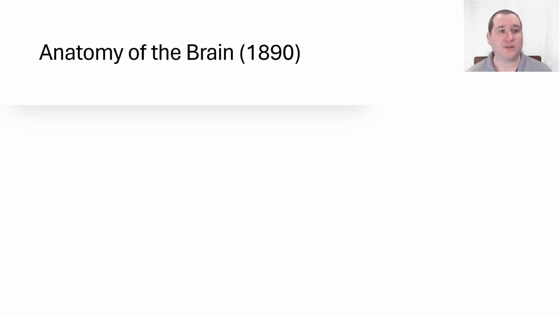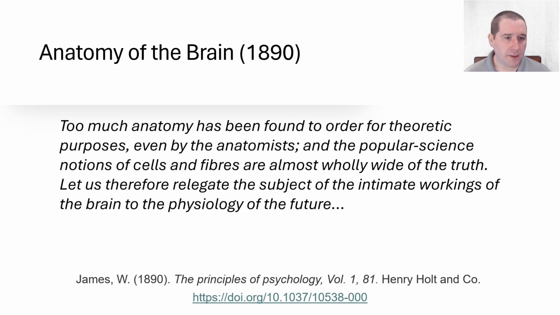However, James also realizes, and he goes on to talk about, how in 1890 they have a very limited understanding of the anatomy of the brain, and that the theorists are almost working ahead of the anatomists, and they're kind of justifying theories as they go. Okay, here's a quote from James. Too much anatomy has been found to order for theoretic purposes, even by the anatomists. And the popular science notions of cells and fibers are almost wholly wide of the truth. Let us therefore relegate the subject of the intimate workings of the brain to the physiology of the future.